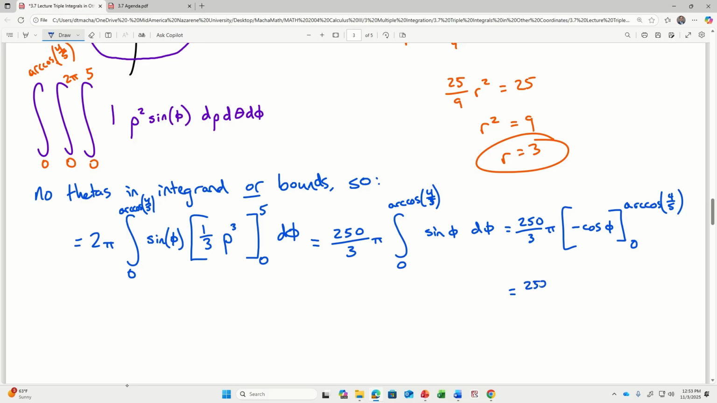So I get 250 divided by 3 times pi times negative 4/5 minus negative 1, which is 250 thirds pi times 1 minus 4/5, so that's 1/5. 250 divided by 5 is 50, so it's 50 thirds pi. That's my volume.